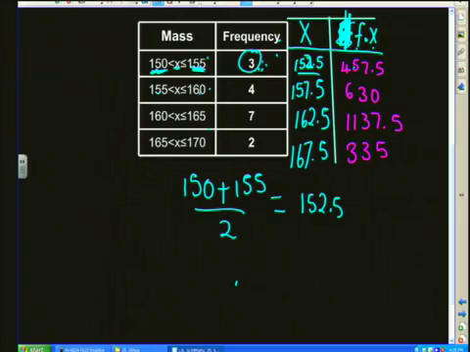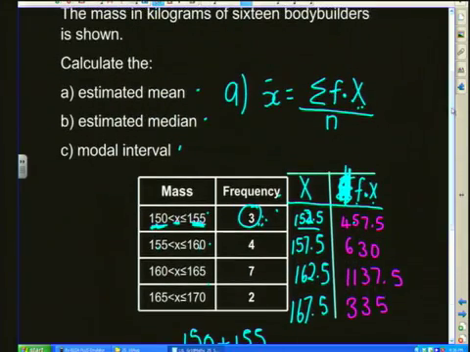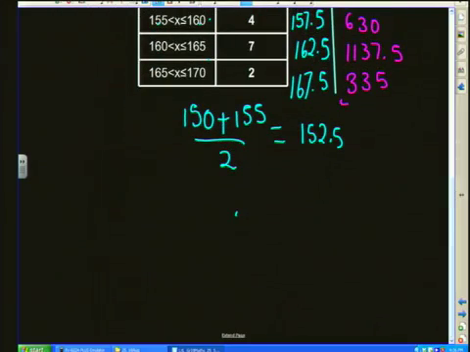All right, so we've timesed our frequency by our midpoints. Remember, why are we doing this? We need to work out the mean, which is the sum of the frequency times the midpoints divided by n, and n here is 16. So I'm now going to add all of those together, which will give me the sum of x times f.